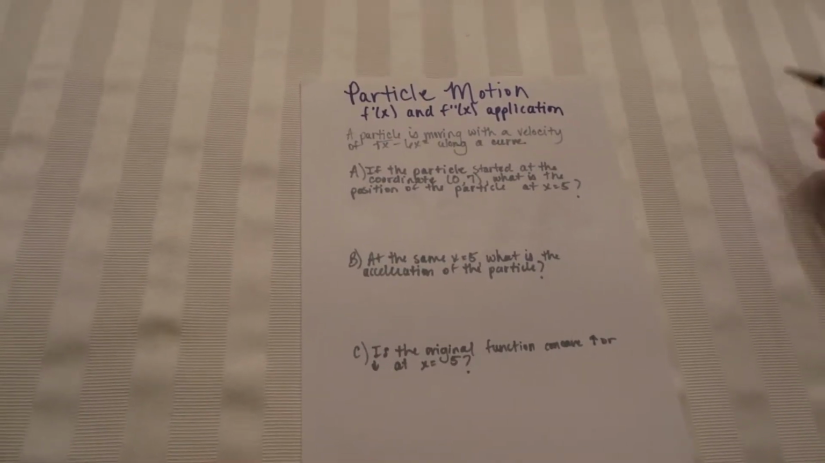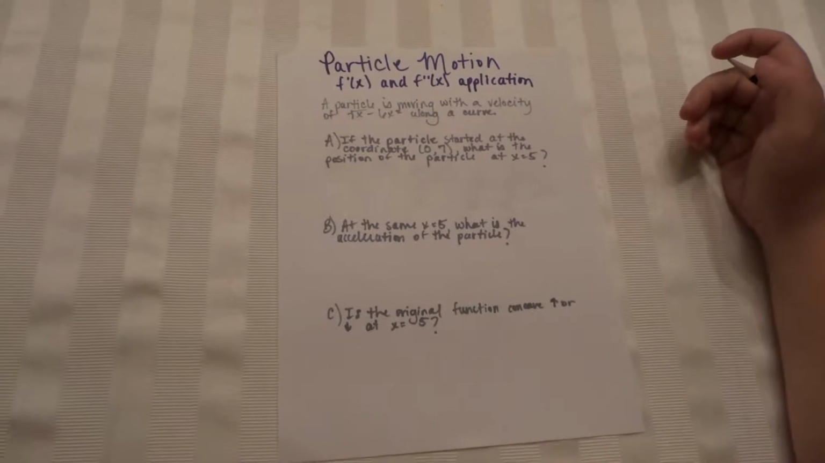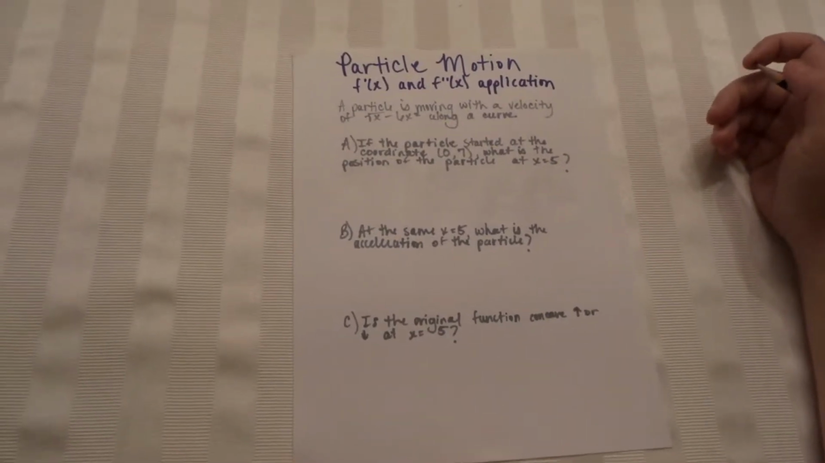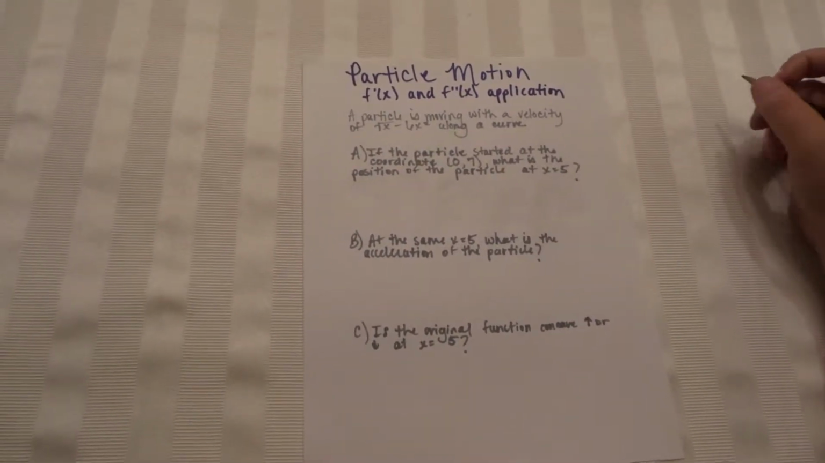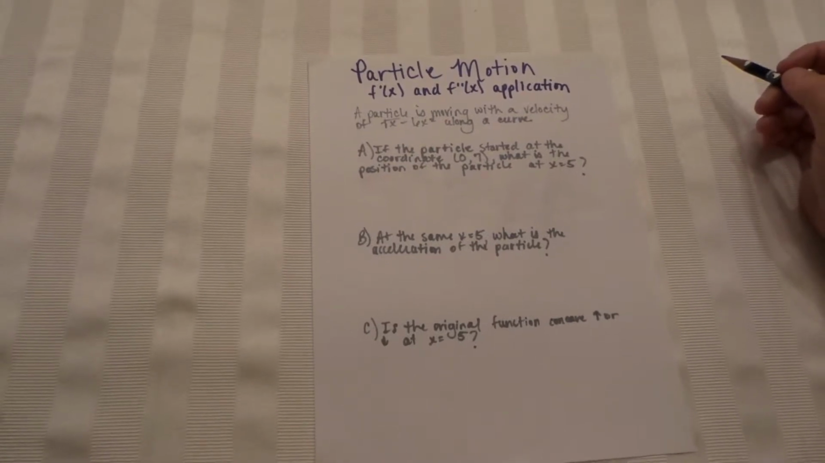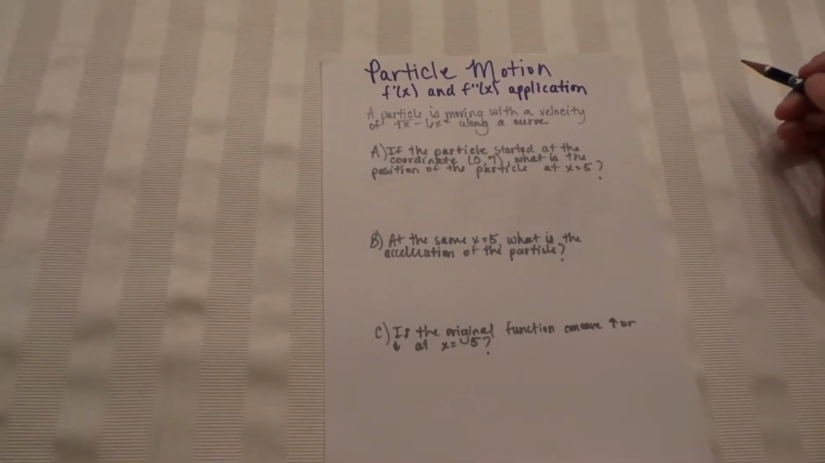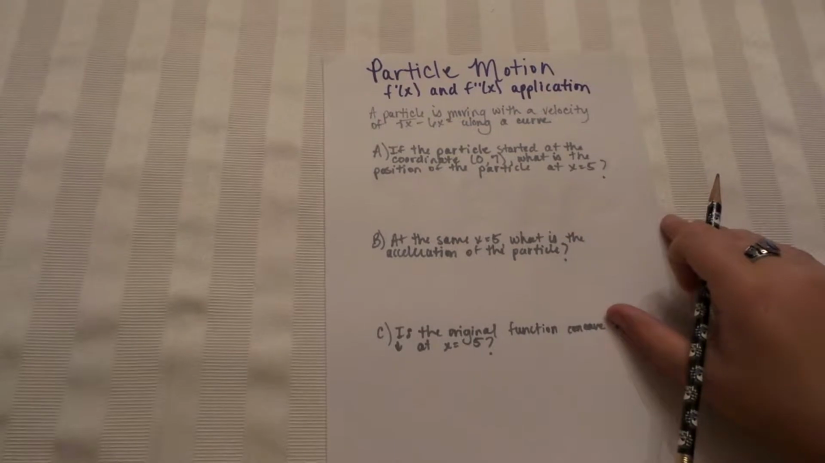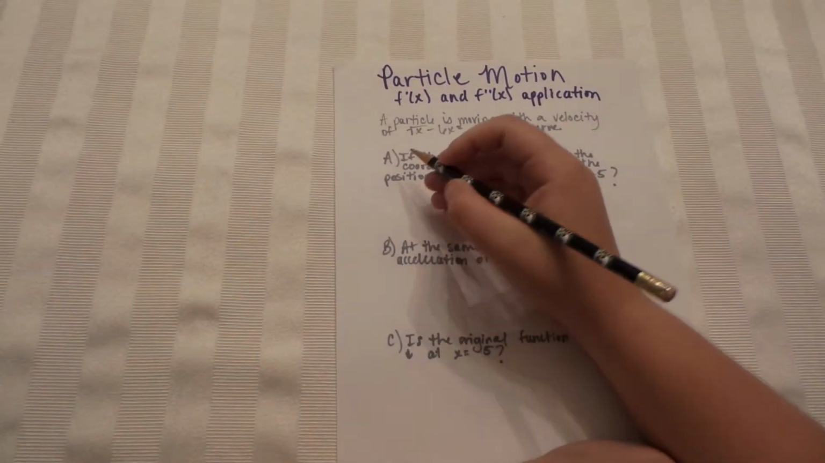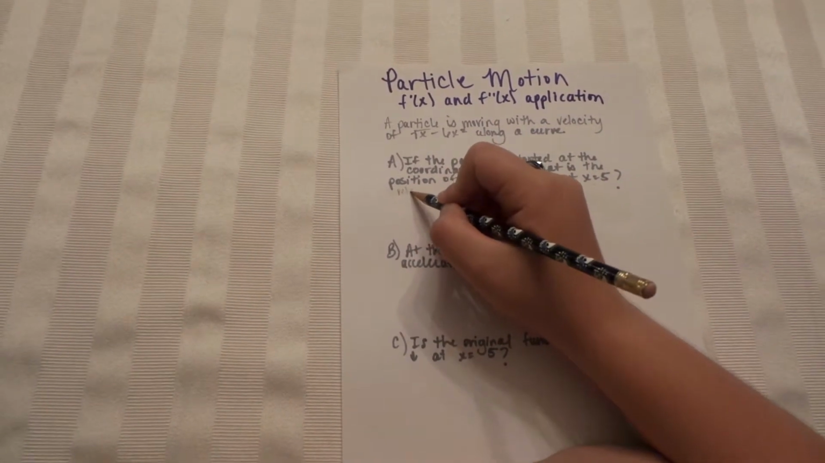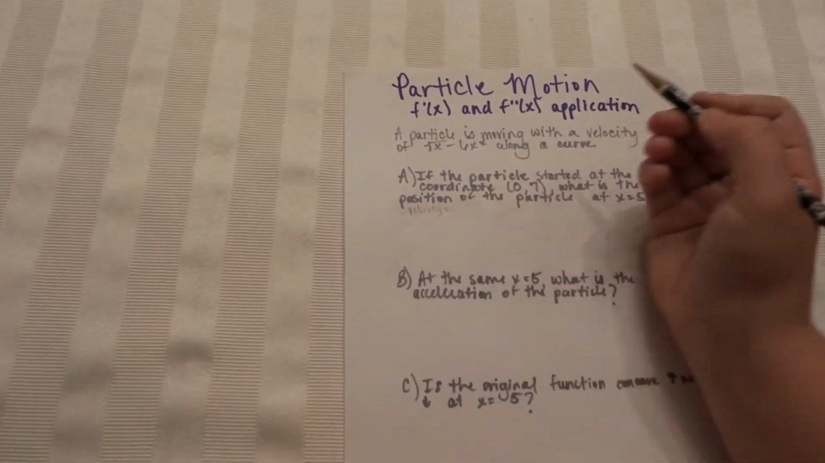Here's our problem. A particle is moving with a velocity of square root of x minus 6x squared along some curve. If the particle started at the coordinate (0, 7), what is the position of the particle at x equals 5?